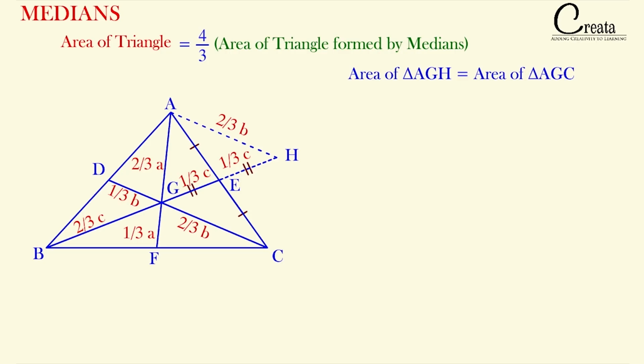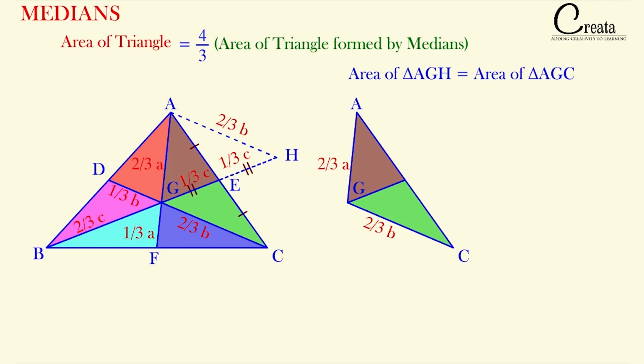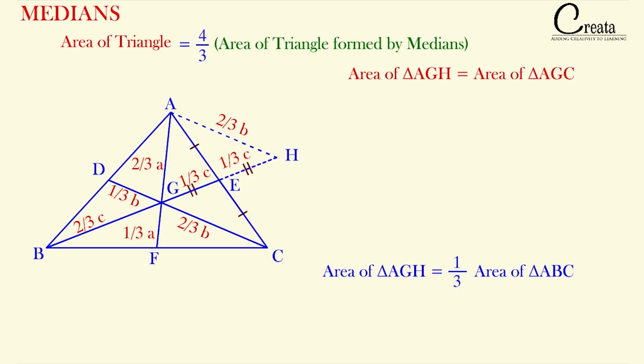And previously we have seen that medians divide the complete area of the triangle into 6 equal parts. These are the 6 equal parts. So can we say area of these two triangles is equal to 1/3 times area of the complete triangle ABC? Okay, this is 1/6, this is 1/6. On adding, we got 1/3. So we can say area of triangle AGC is equal to 1/3 of the area of triangle ABC. And just now we have proved that area of triangle AGC is equal to area of triangle AGH. Okay, area of both of these triangles are equal to each other. So by comparing, we can say area of triangle AGH is equal to 1/3 of the area of triangle ABC.